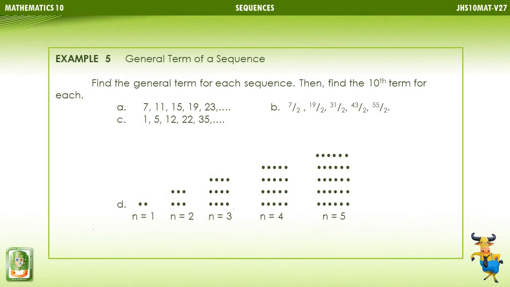Example 5. General term of a sequence. Find the general term for each sequence. Then, find the 10th term for each. A. 3, 7, 11, 15, 19, 23, and so on. B. 7/2, 19/2, 31/2, 43/2, 55/2, and so on. C. 1, 5, 12, 22, 35, and so on. D. 1, 2, 3, 4, 5.